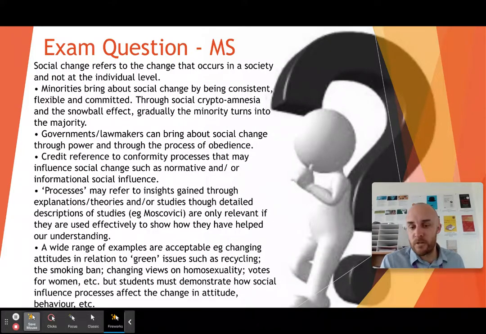But that is it for social influence. As always, hope it was useful. And we will be moving on to memory and the models of memory next.